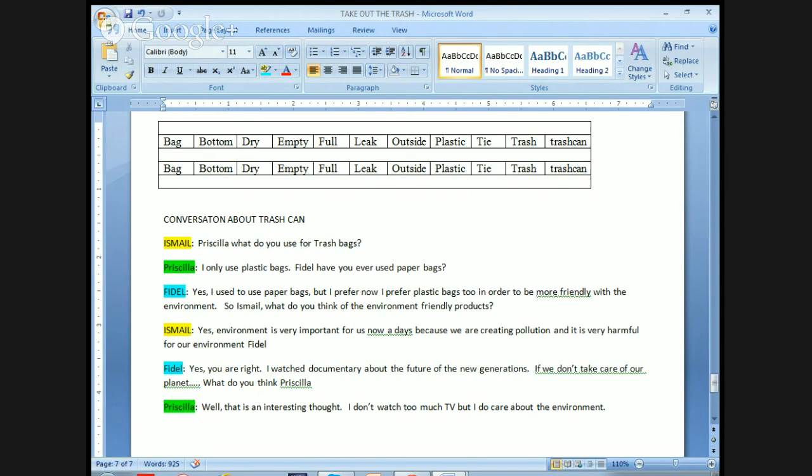Priscilla, what do you think about environment? Well, I think the environment needs to be protected. What about you, Fidel? Yes, this is the reason I prefer to use paper bags, and I read the news only on the internet. What do you think, Ismail? Do you prefer the news in paper or the internet? Yes, Fidel, you are right.